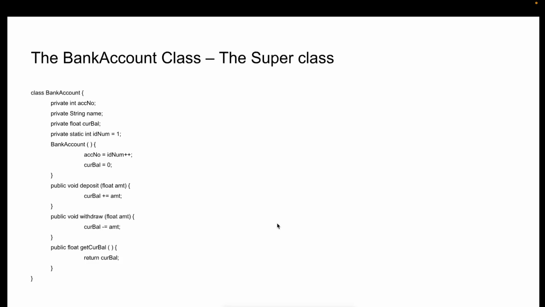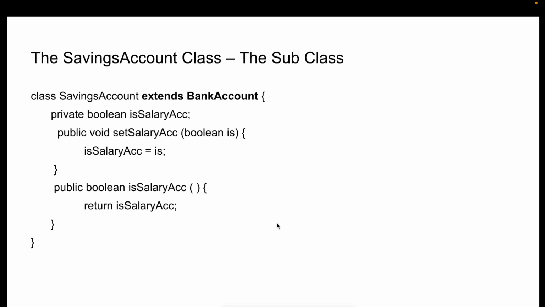So let's say this is the super class. Now we have a class called SavingsAccount, which is extending BankAccount. We have another variable, public boolean isSalaryAccount. Then we have public void setSalaryAccount with a boolean parameter. You understand the Boolean data type, right? Boolean means true or false. Whenever we require some value as true or false, we use the Boolean data type.